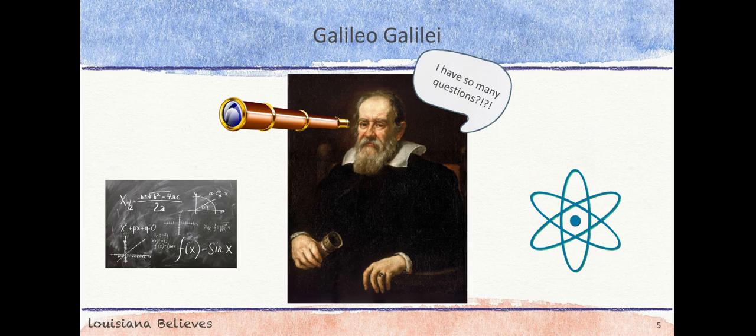At that time, most scientists followed the teachings of early philosophers and the Catholic Church without question. Galileo was curious and began to test these ideas by experimenting. This was the beginning of the scientific method.